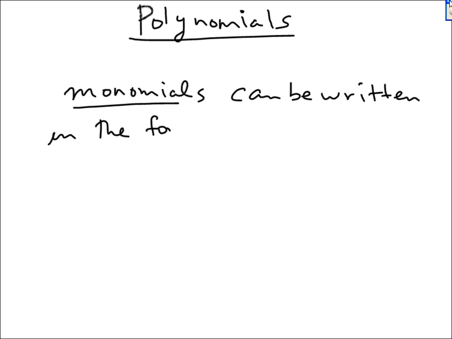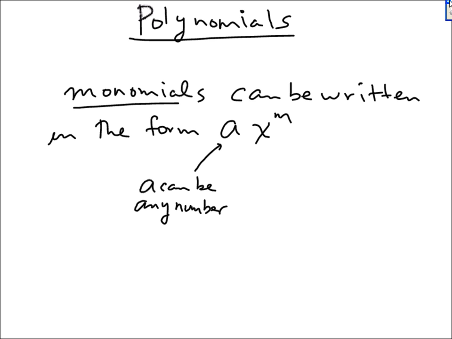In the form ax to the m. And I have to define what a, x, and m can be. A can be any number. X can be any variable. That is, it didn't have to be x. It could have been y, or v, or a, or some Greek letter. Doesn't matter.